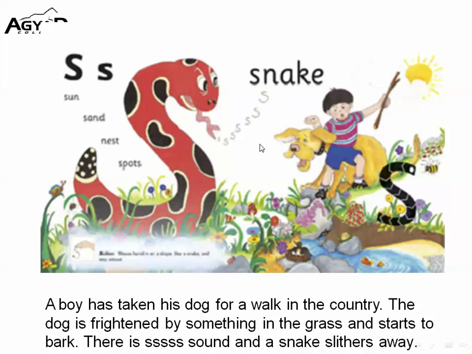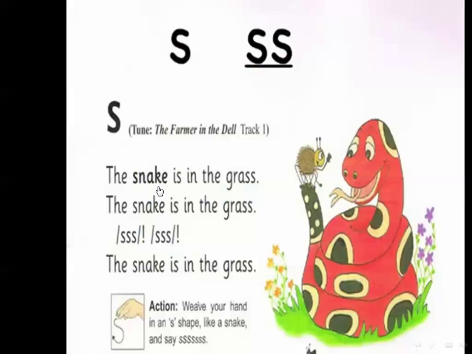S. Very good. And then when they heard that sound, the boy started to sing. What did the boy say? The snake is in the grass, the snake is in the grass, s, s, the snake is in the grass. Very good, so let's listen to the song together.